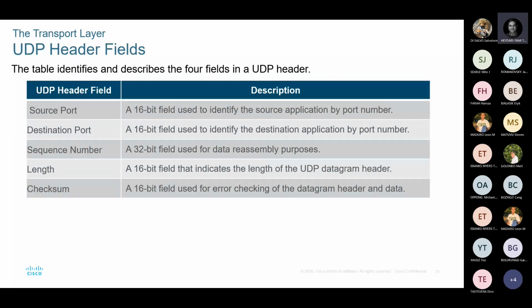I'm not sure if it's the same in your NetAcad as well, but this slide is wrong. That row in the middle of the table, sequence number, that's a TCP thing. It's not a UDP thing. So make sure that you disregard it, basically.